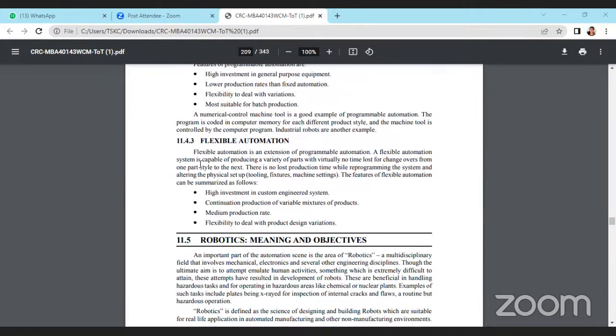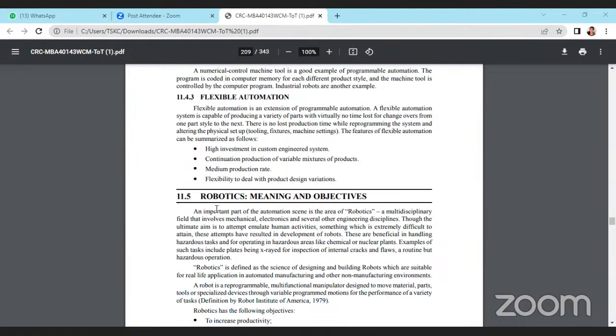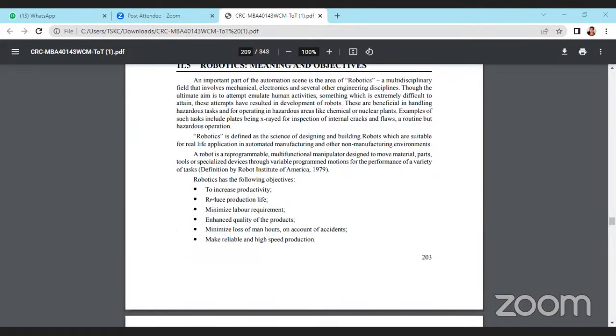Flexible automation is an extension of programmable automation. A flexible automation system is capable of producing a variety of parts with virtually no time lost for changeovers from one part style to the next. There is no lost production time while reprogramming the system and altering the physical setup, like tools, tooling, fixtures, and machine settings. This can be summarized as high investment in a custom engineered system, continuous production of variable mixtures of products, medium production rate, and flexibility to deal with product design variations.